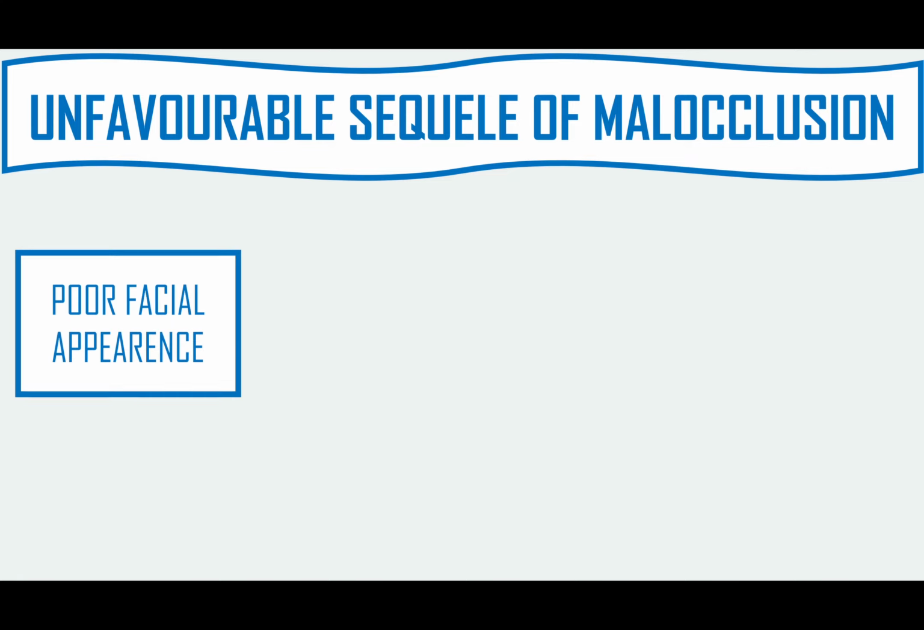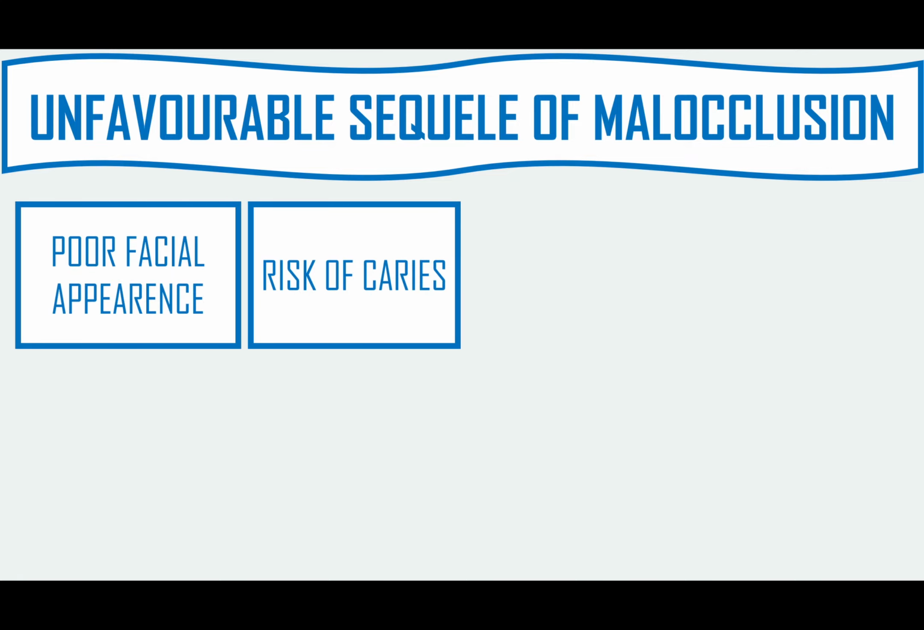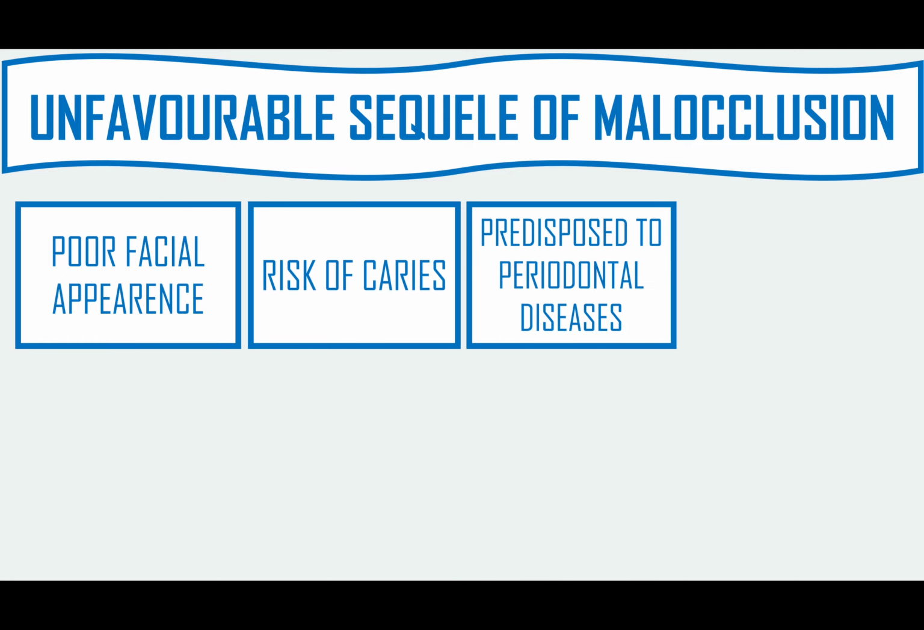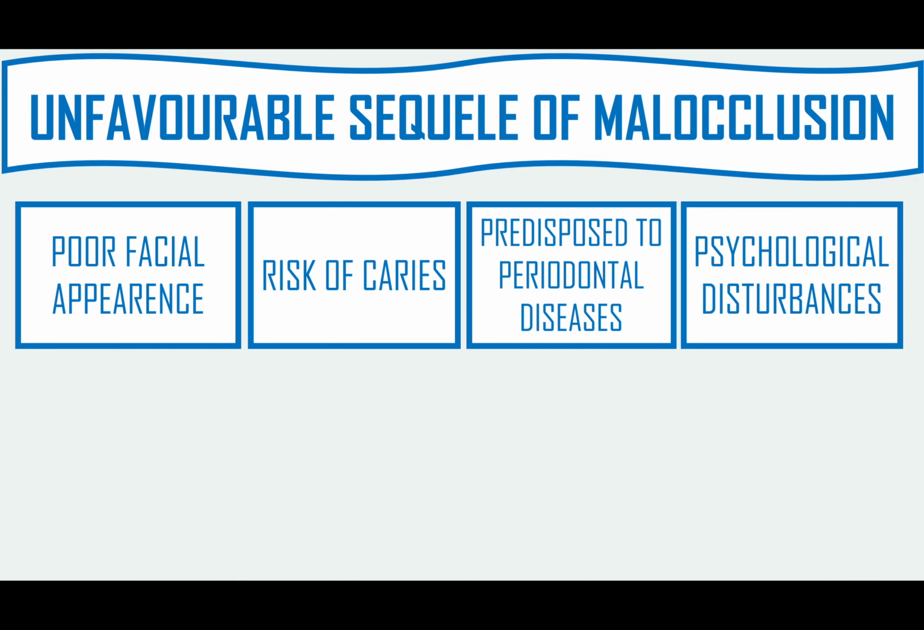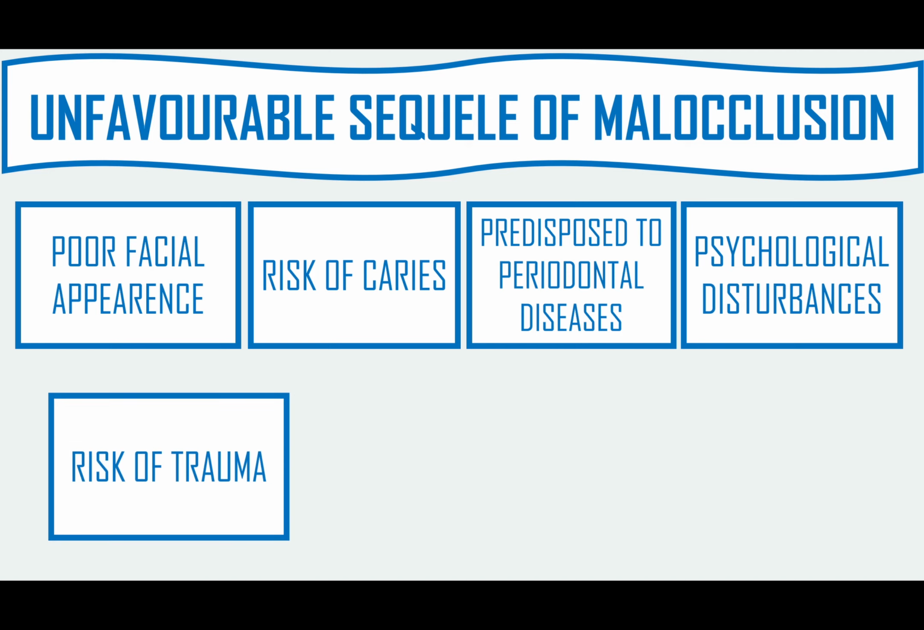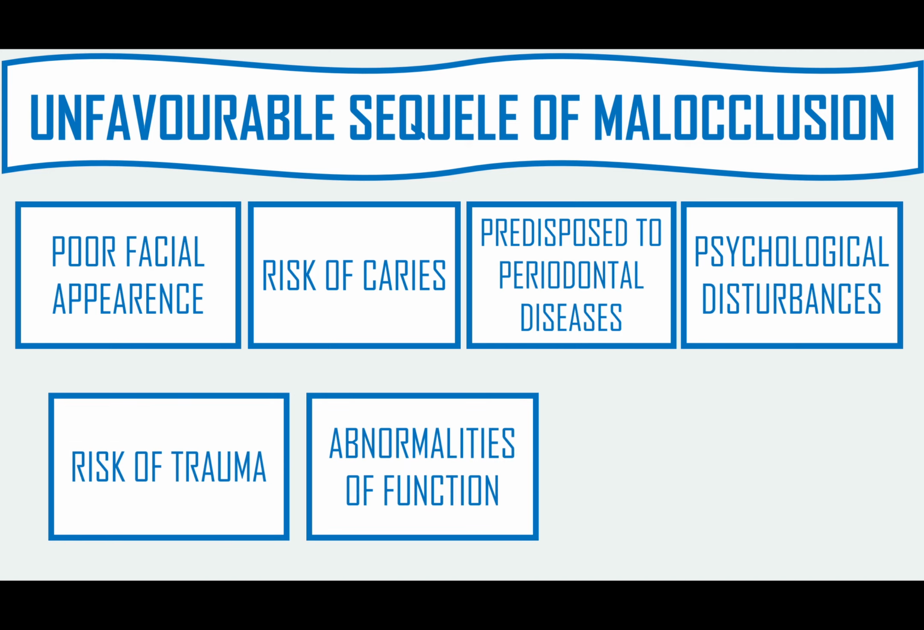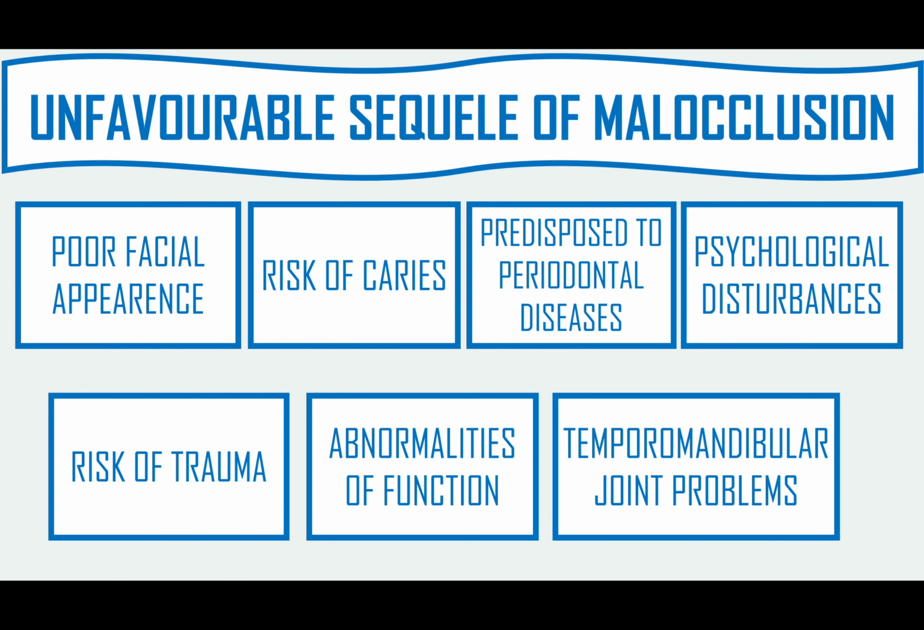We will enlist them first and then we will discuss them one by one. First one is poor facial appearance. Second is risk of caries. Third is that malocclusion predisposes to periodontal diseases. Fourth is psychological disturbance. Fifth is risk of trauma. Sixth is abnormalities of function. And seventh is temporomandibular joint problems. So now we will discuss them one by one.